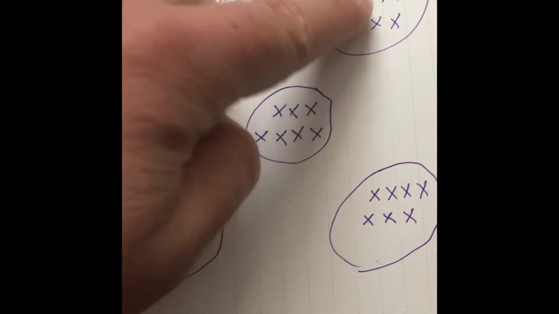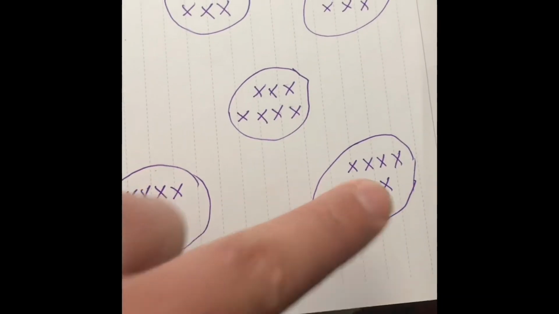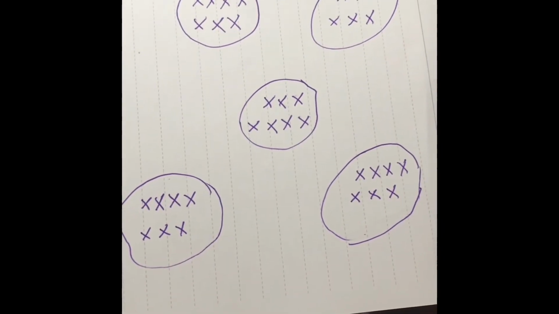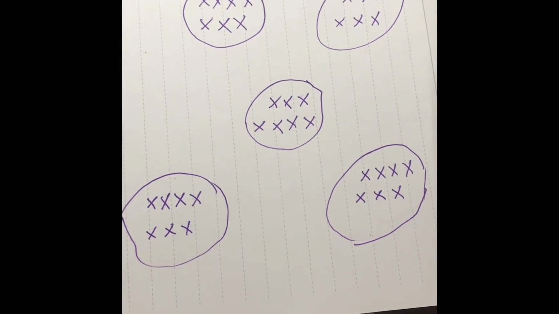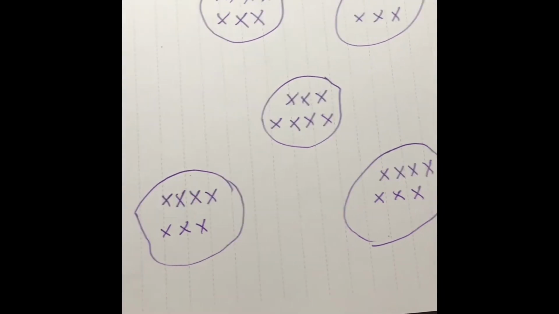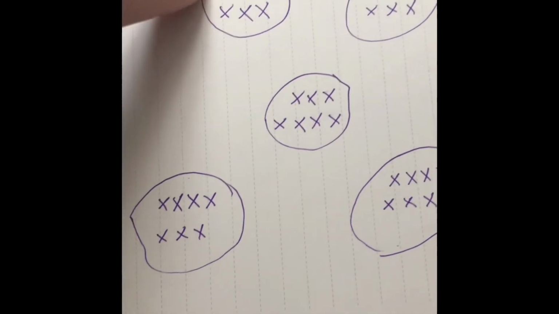Seven, 14, 21, 28, 35. So that's the shorter way to go about it, to just count by 7s. Now the long way, counting each of the 7 X's in each group.